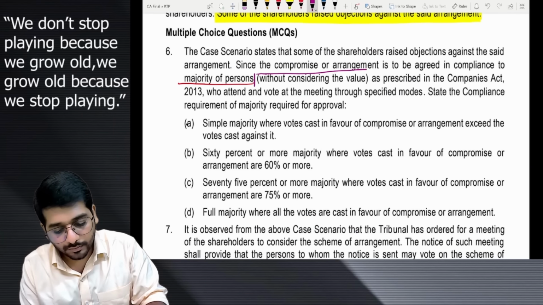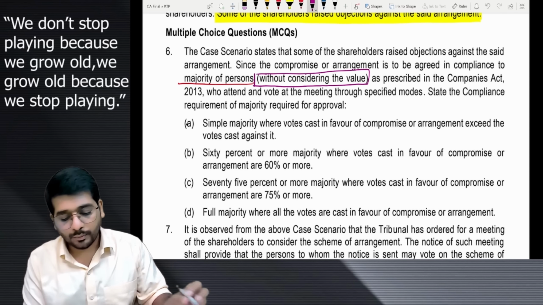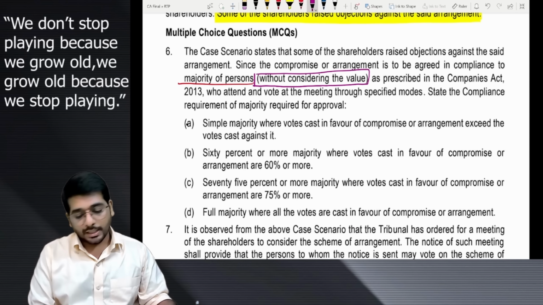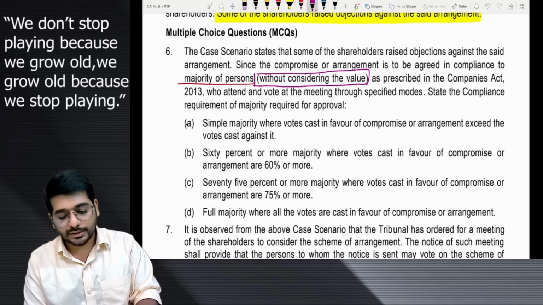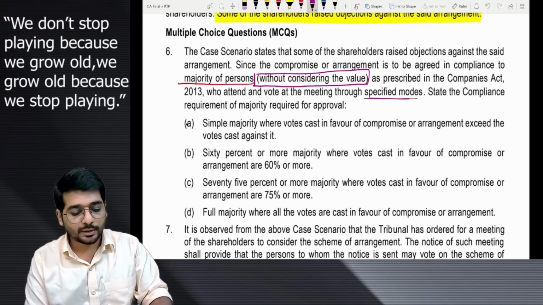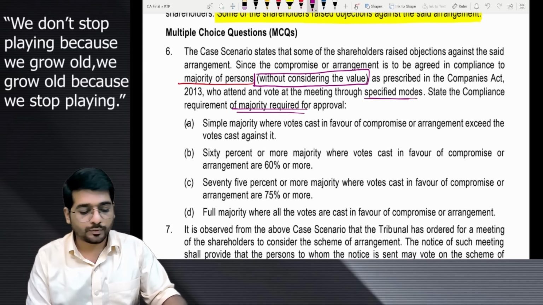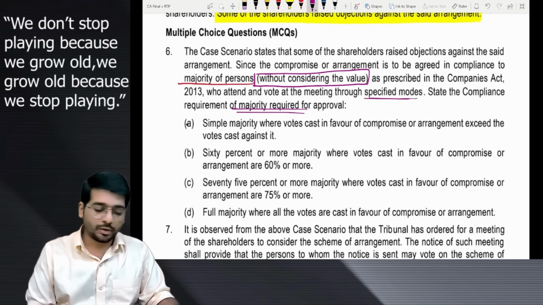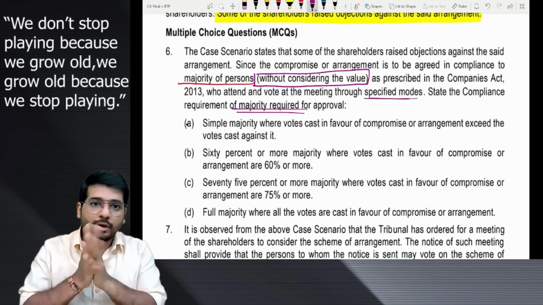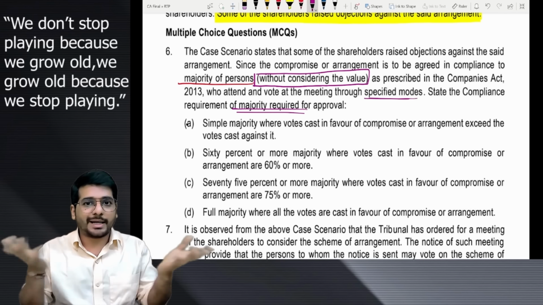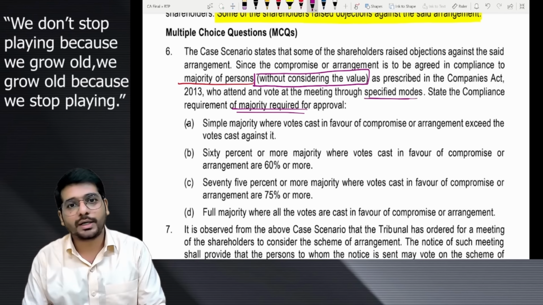Without considering the value, as prescribed in the Companies Act, who attend and vote at the meeting through specific modes, state the compliance requirement of majority required for approval. Okay, what are they saying? They are saying majority approval is required. That is a matter of fact. It is given under section 230.